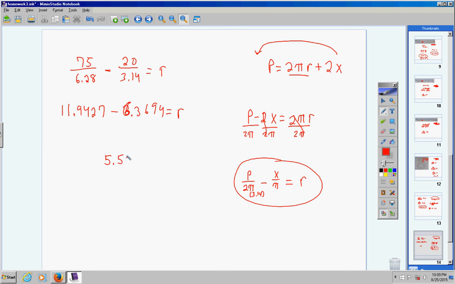And I think everything was in feet. So 5.57 feet would be r, or the radius of that picture, okay? And let's see, the back of the book has 5.6, which is the same thing, so no problem there.